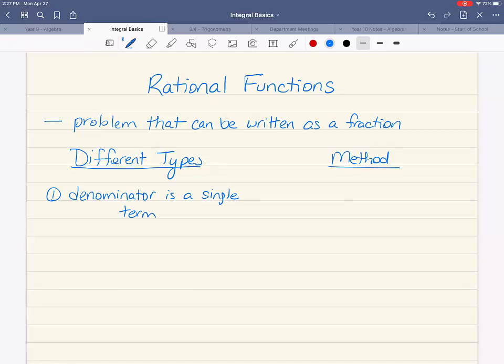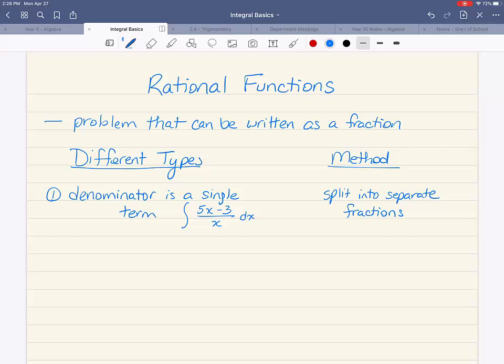And basically that was an integral of like 5x minus 3 over x dx. That's a simple one. Okay. The bottom is a single term, the top had multiple terms. How did we work these? We split them into separate fractions. And this was in the lesson on logarithms, I believe.